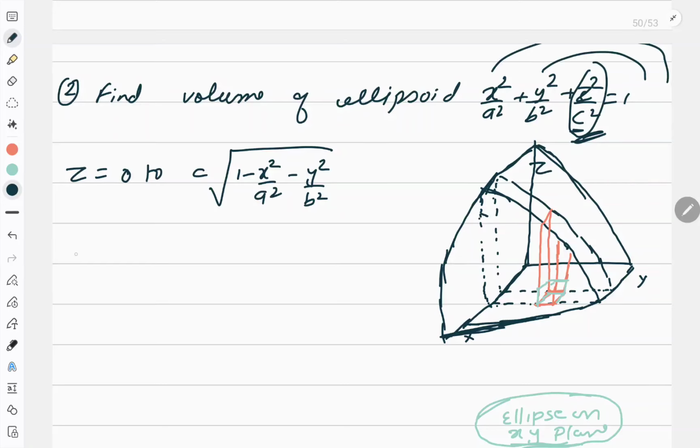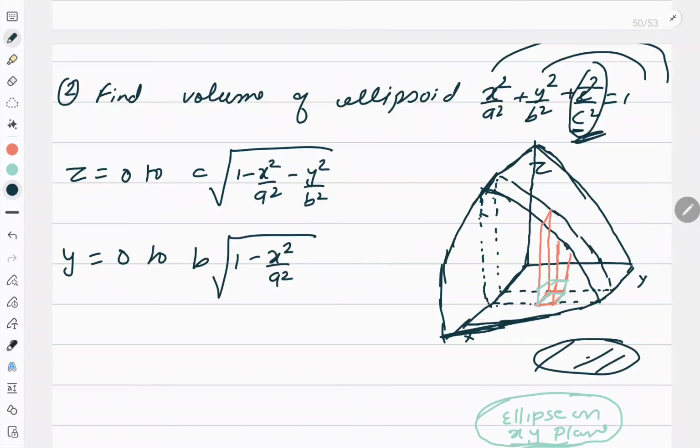Okay, and then you will get the y limit equal to 0 to b√(1 − x²/a²). You can put z equal to 0 to get the y limit, because this y limit is on the xy plane. So z is 0, as I said, it is on the base.